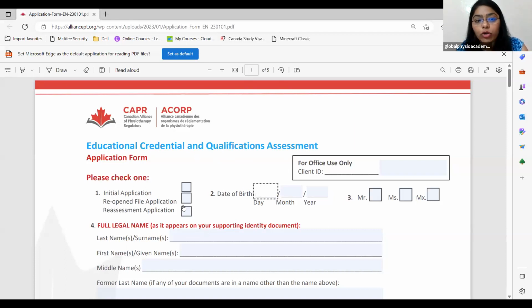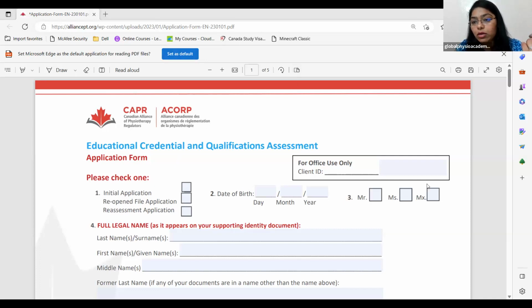For the initial application, you have to tick over here. This credential process, up to two years, you can maintain that file. But if somehow you forgot to submit any documentation or you are not giving the IPS, you have to reopen your file. So depending on your criteria, you can fill that one.